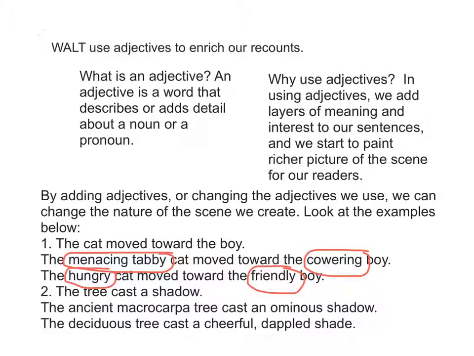Moving on to our second example, the sentence is: the tree cast a shadow. By adding ancient macrocarpa, we start to get a clearer picture of the scene, and the sort of shadow that it cast was an ominous shadow, so very dark and forbidding. Whereas a deciduous tree, in other words one that loses its leaves, casts quite a different shadow, and we can describe that as a cheerful, dappled shade. So the deciduous tree cast a cheerful, dappled shade.